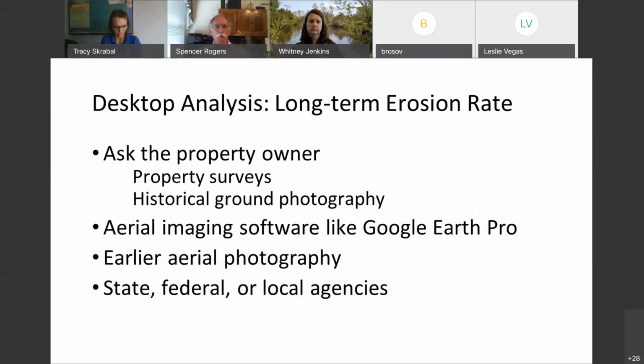Well, first, let's look at the long-term erosion rates. One way we can find out those details is to talk to the property owners. Do they have surveys on the ground from when they purchased the property, or when previous owners purchased? We can look at historical ground photography that they may have, but probably more likely and more useful in many cases is aerial imaging software like Google Earth Pro that I'll get to in just a minute. But there are many other sources of aerial photography that can be useful, including some from state and federal agencies.